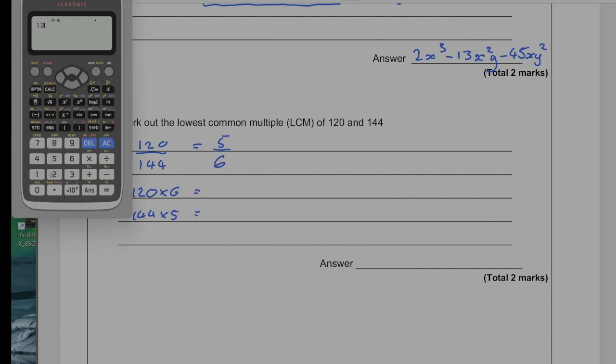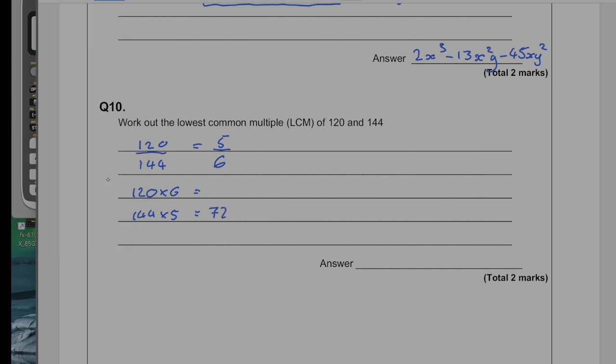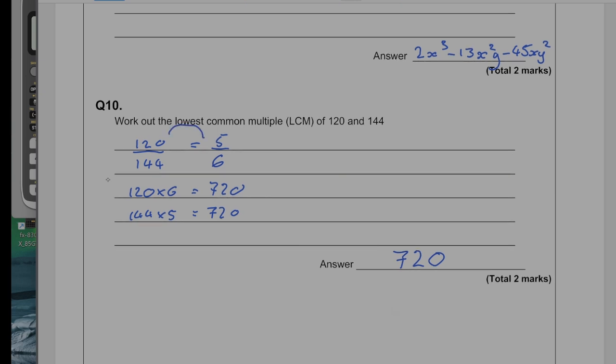So 120 times by 6 gives you 720, or 144 times by 5 also gives you 720. So that's the lowest common multiple. There is a function of highest common factor, lowest common multiple on your calculator, but essentially the mechanics behind it is exactly that. So it will cancel down by the highest common factor. And then you can find the lowest common multiple by timesing the numerator by the denominator.